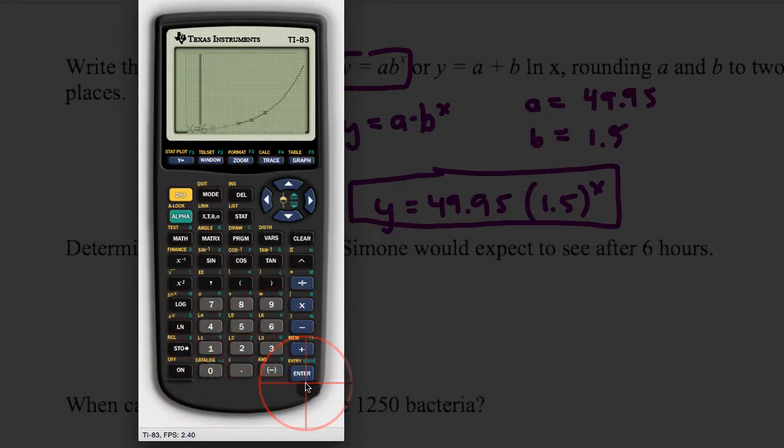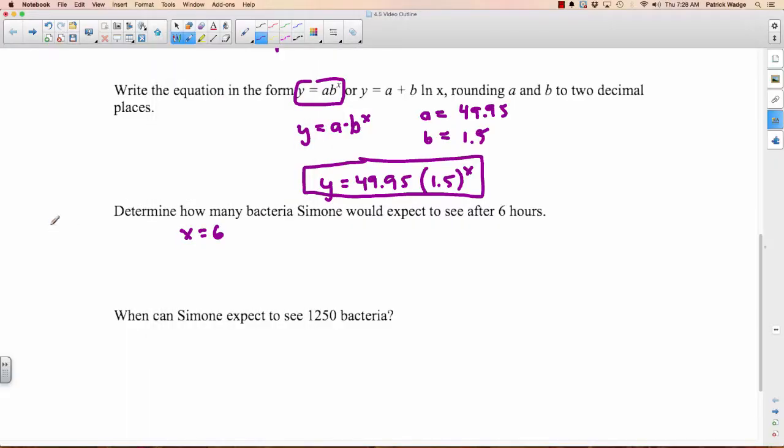And when x equals 6, the answer is 569.7. Why don't we just call it 570? So we'll write that in there. 570 bacteria.